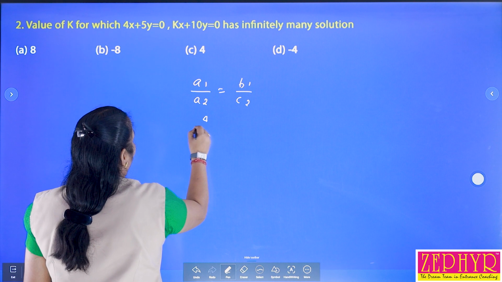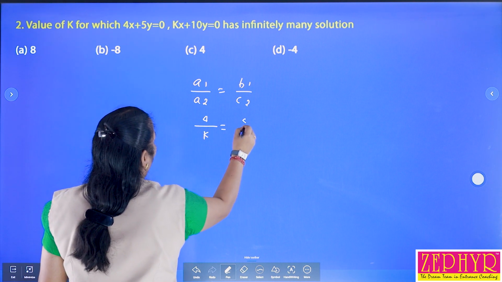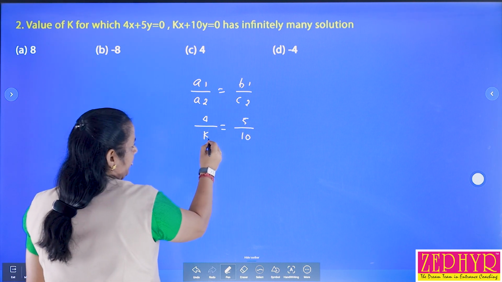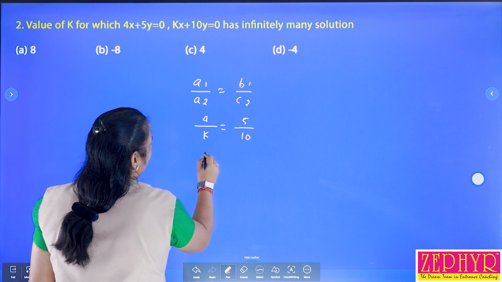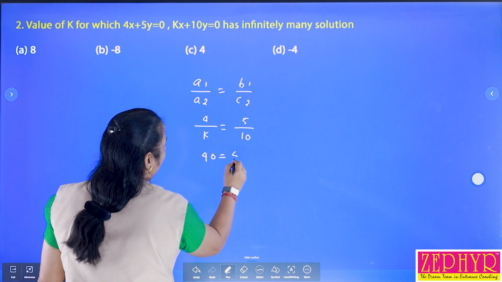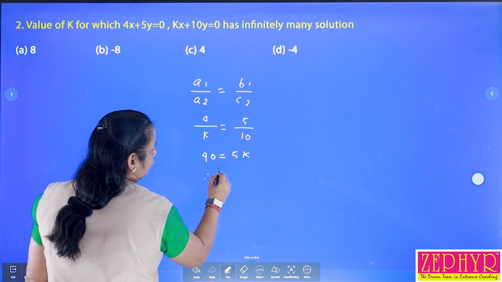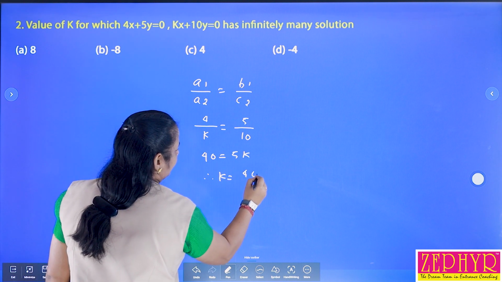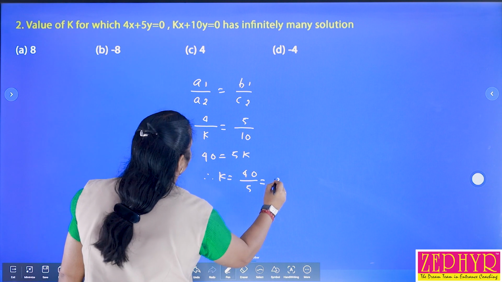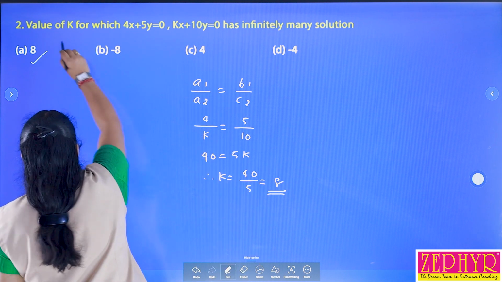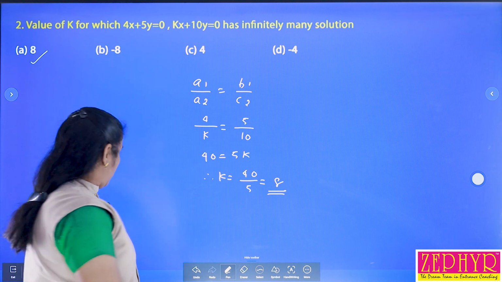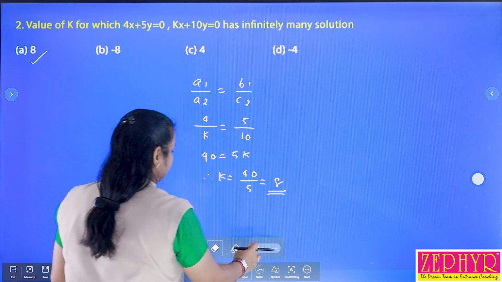So it is 4 by k equal to 5 by 10. To find the value of k, cross multiplying this we get 40 is equal to 5k, therefore k is equal to 40 divided by 5. So our right answer is k is equal to 8. The first option is the right answer. Okay, then come to the next question.